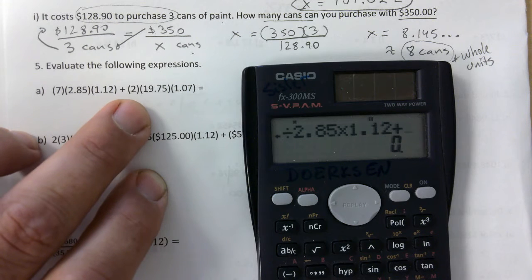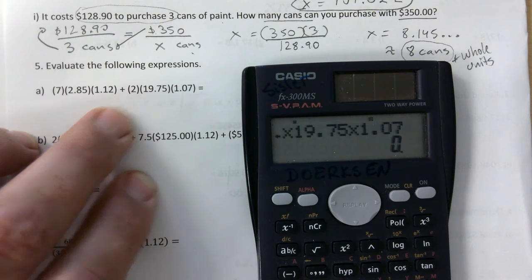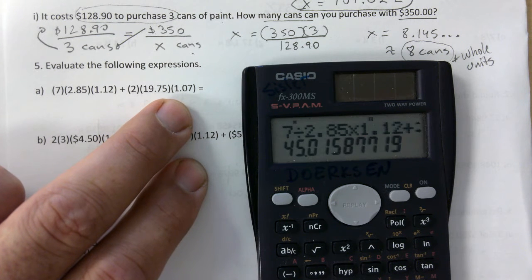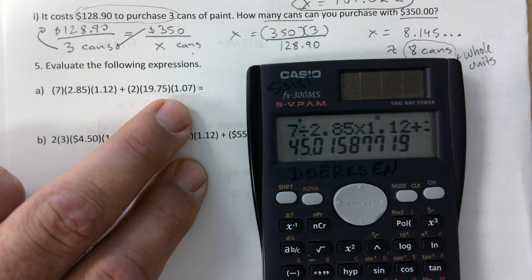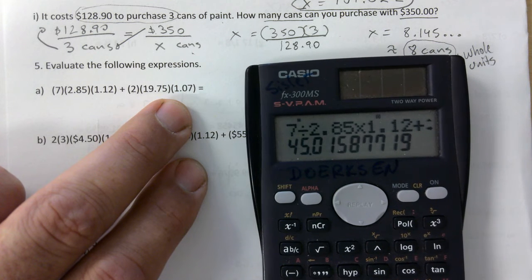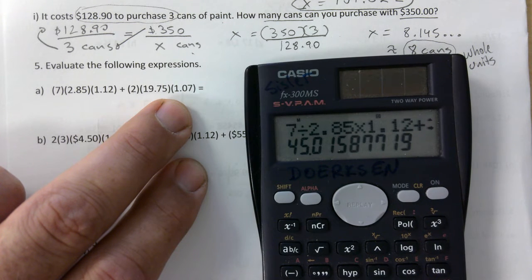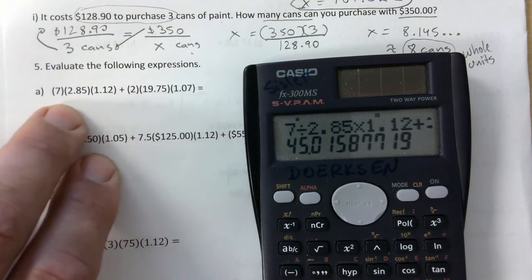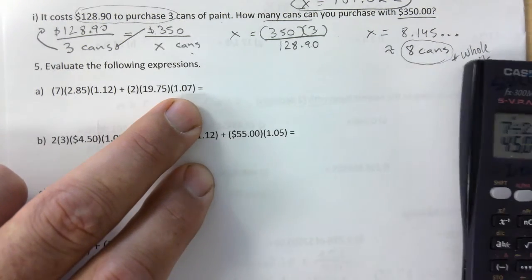Plus 2 times 19.75 times 1.07. I typed in the whole thing as I see it, and I had equals, I will write down 45.02, right? 45.02 is my rounded final answer. No dollar signs anywhere, so I don't need to worry about that.